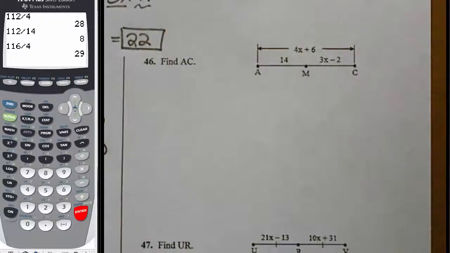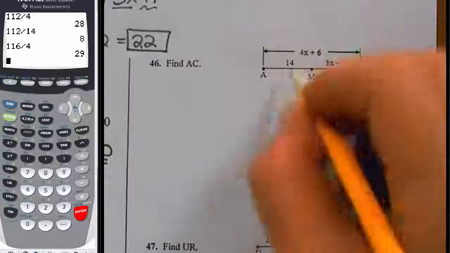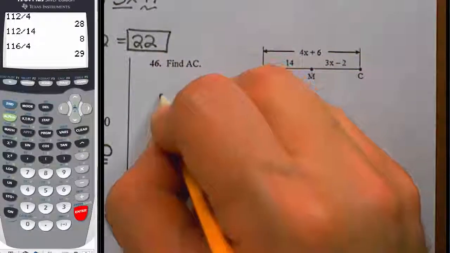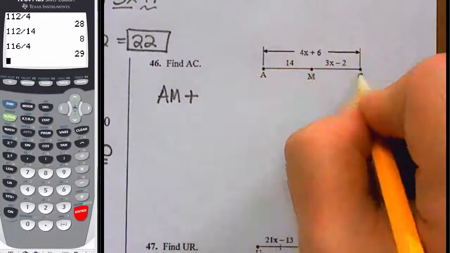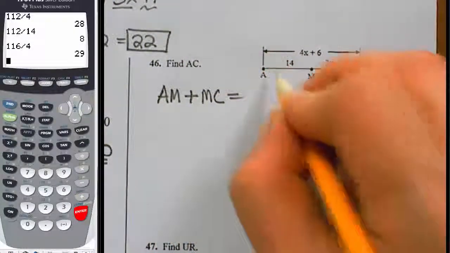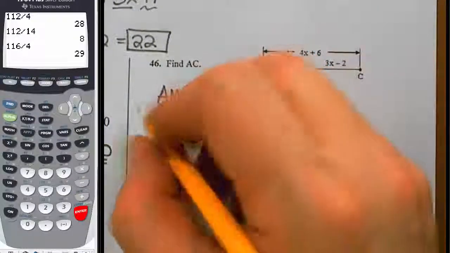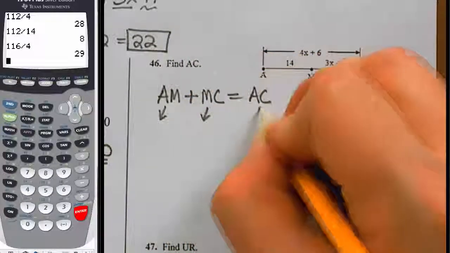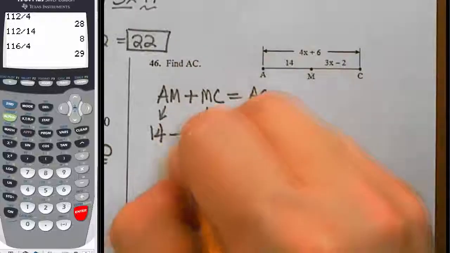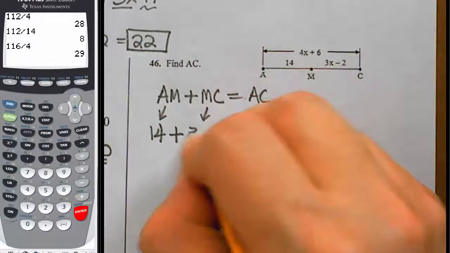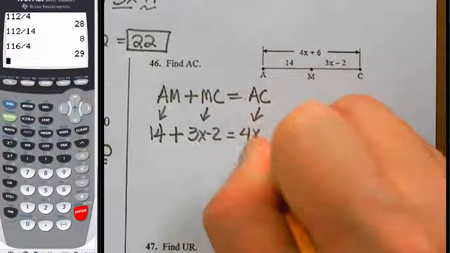Problem number 46 has to do with segments. And if you notice, we look at this diagram and we can establish a relationship, which is the distance of A to M plus the distance of M to C equals the long distance AC. So now we're just going to replace these with the expressions. AM, according to the drawing, is 14, plus MC, which is 3x minus 2, equals AC, which is 4x plus 6.